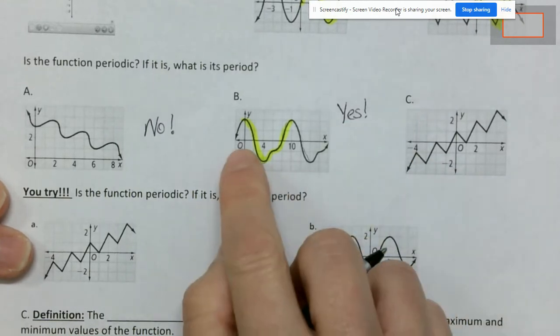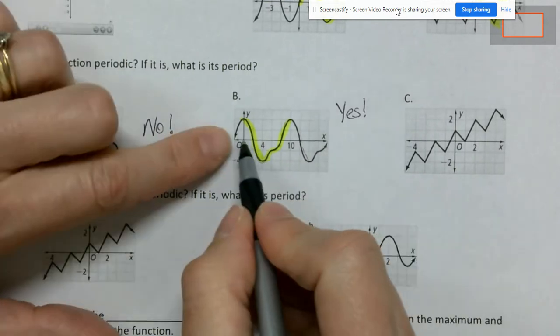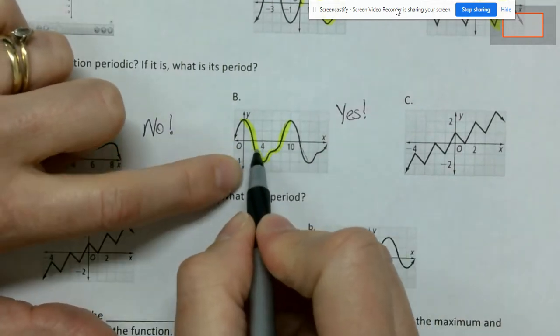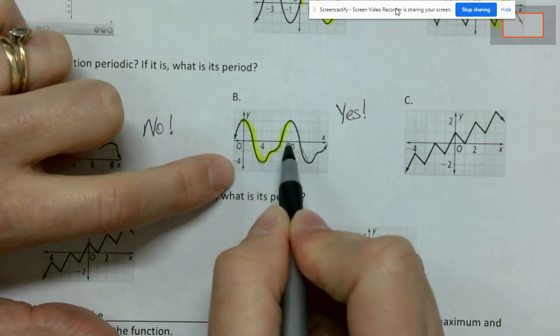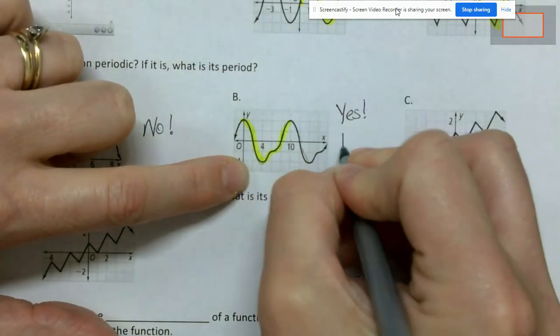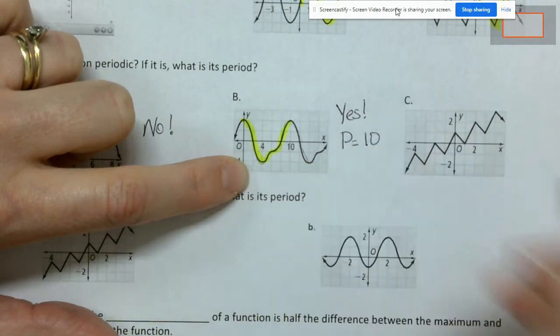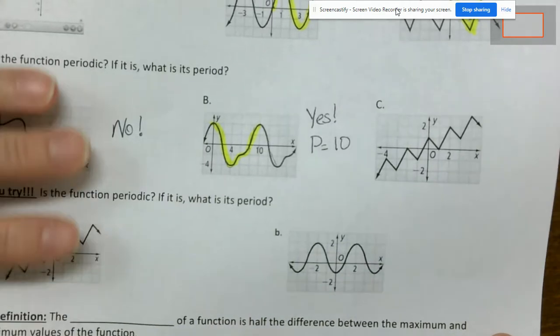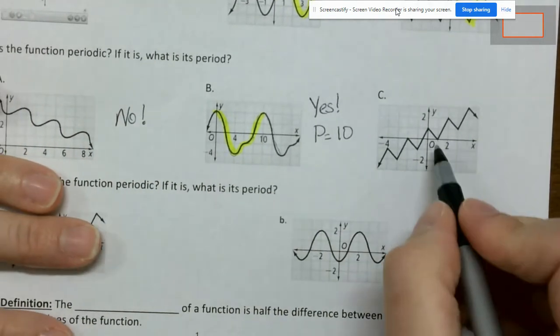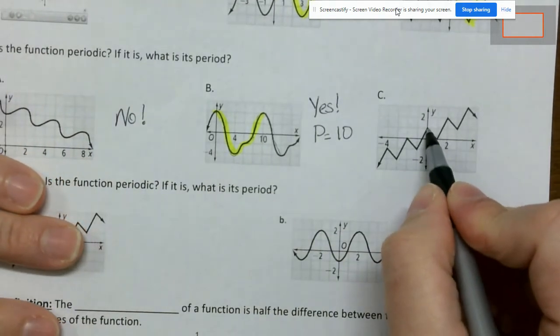Remember, the period is the length of one cycle. So how long is this period? Okay, notice these are increments of 2. So 2, 4, 6, 8, 10. So our period here equals 10. Period is 10.